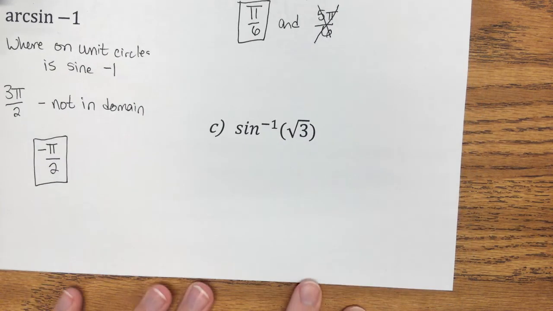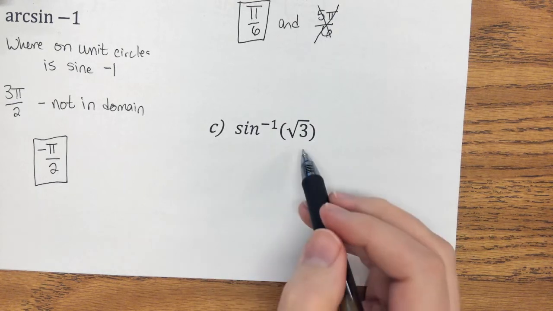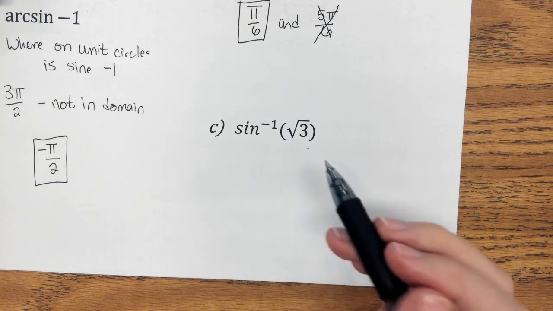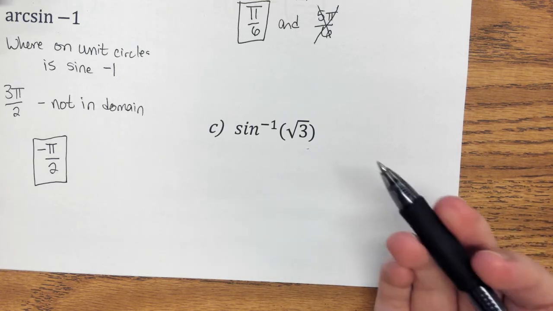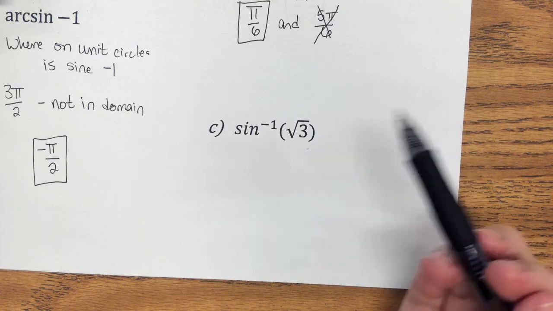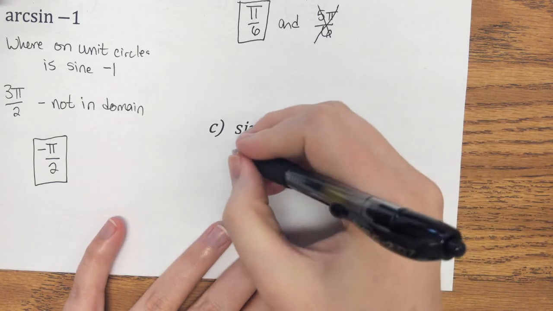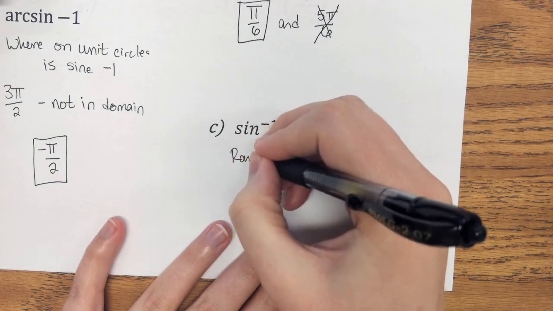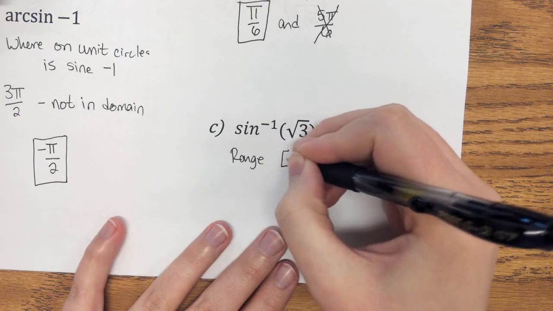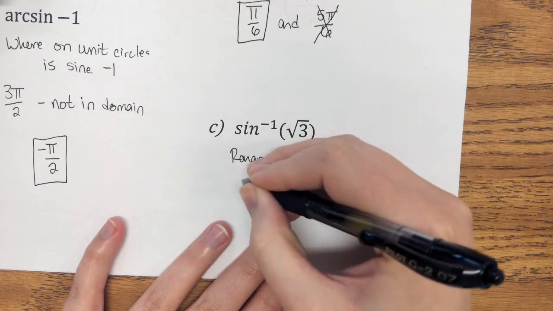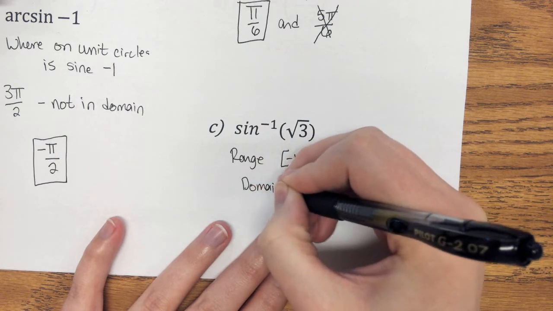Now this last one's kind of weird because sine is not square root of 3 anywhere on the unit circle. Now these are really going to be no calculator problems. You could sort of use your calculator to verify. I notice we're always in radians here. But remember that the range of a sine function is -1 to 1, which makes that the domain of inverse sine.